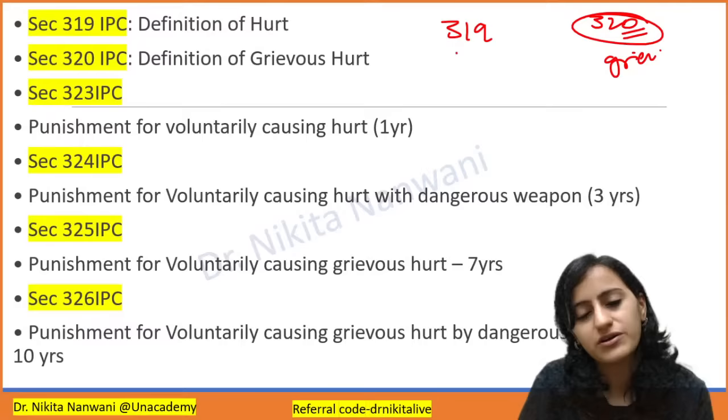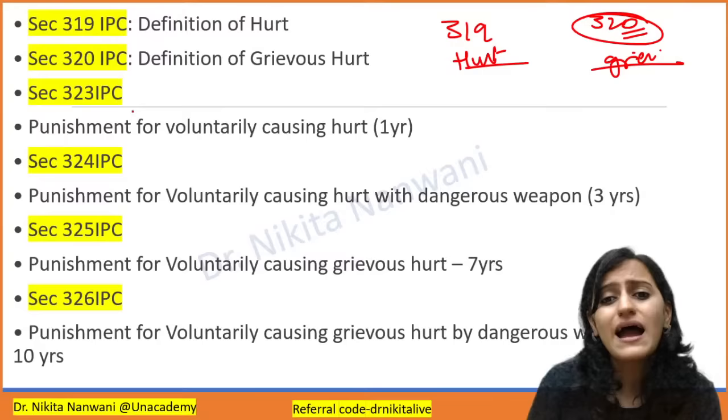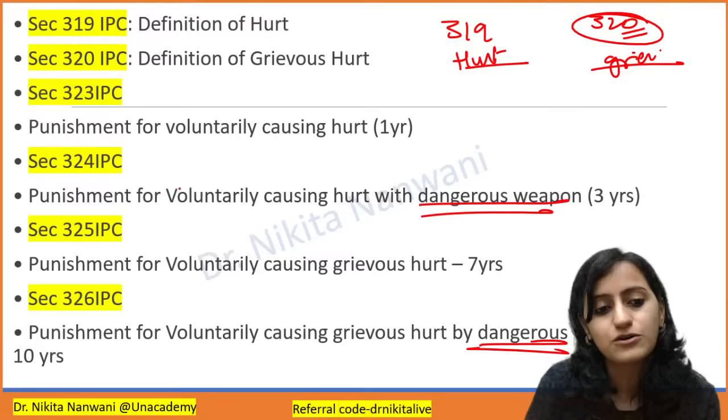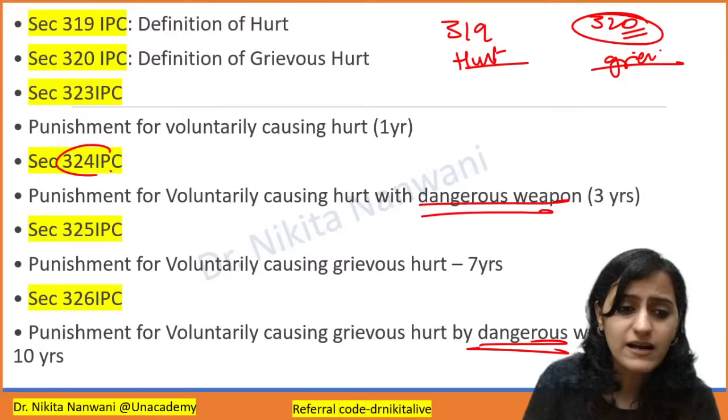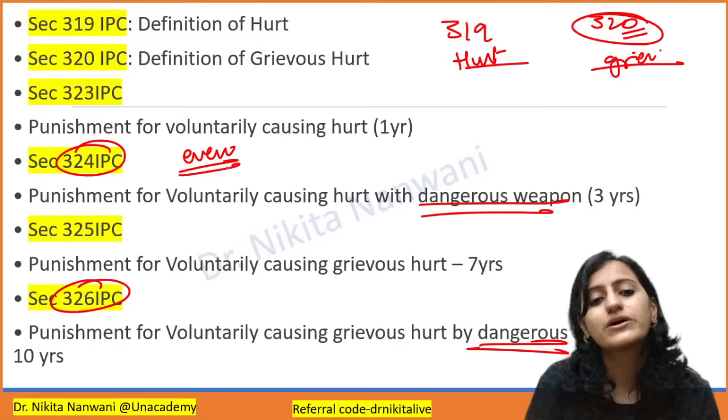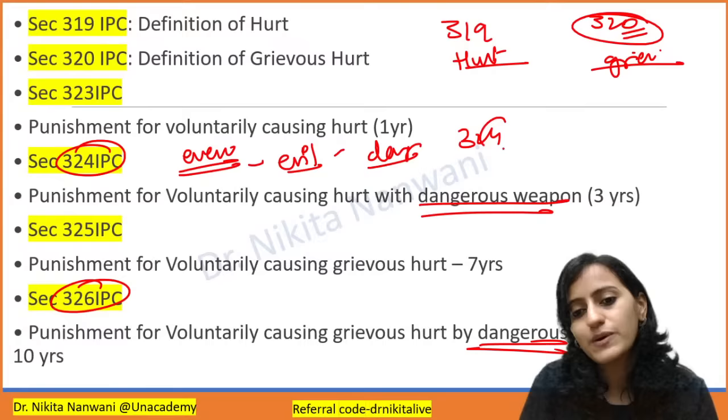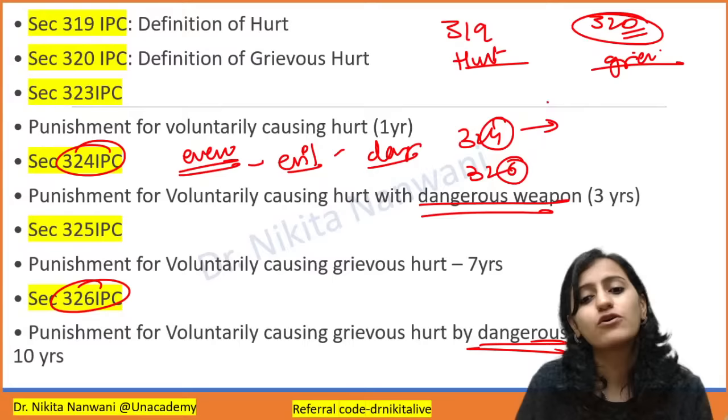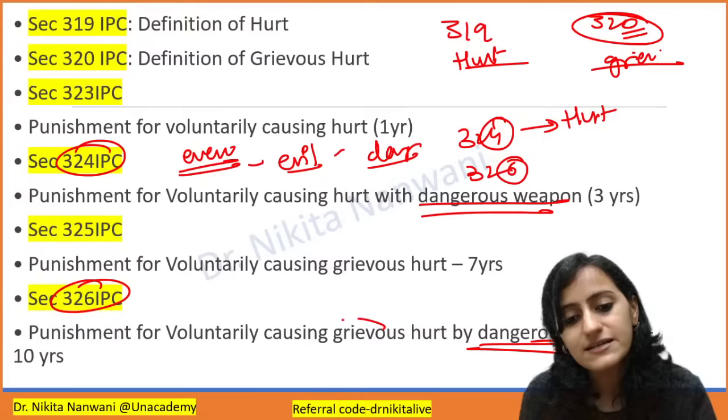That is your grievous hurt. This is your hurt. Definition of hurt, definition of grievous hurt. Then you have the IPCs where you have a dangerous weapon. Remember this first, the dangerous weapon ones: 324 and 326. So remember the even numbers. The even numbers are more evil, that means more dangerous weapon. 324 and 326. 324 is voluntarily causing hurt with dangerous weapon. 326 is voluntarily causing grievous hurt by dangerous weapon.